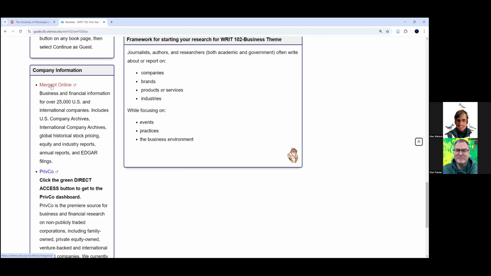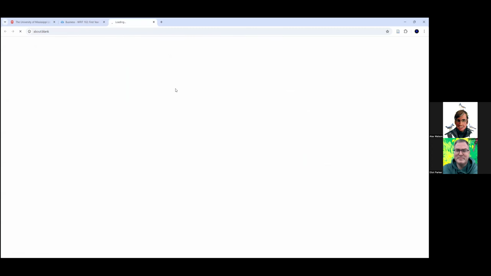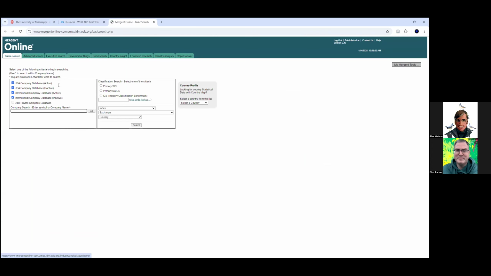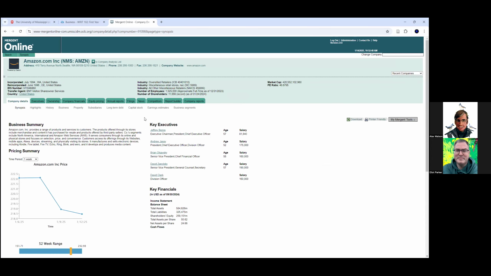If you're not sure whether your company is public or private, that's usually easy enough to find out through just a simple web search, or you can just check them both. So if we're interested in Amazon, I guess it still is Amazon.com Incorporated. That's technically its name. Interesting.